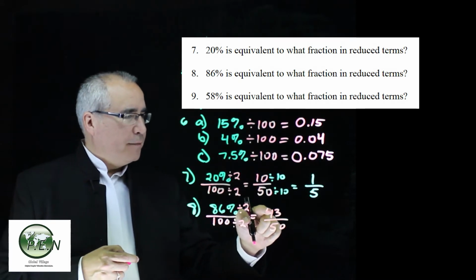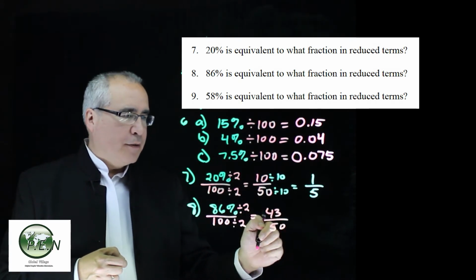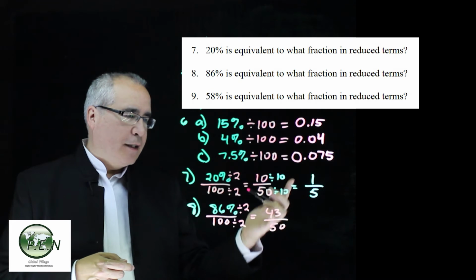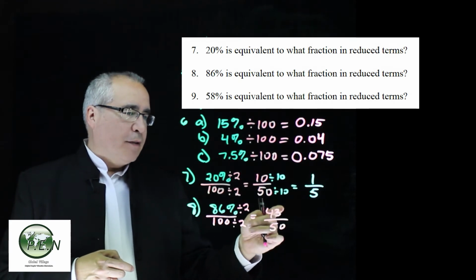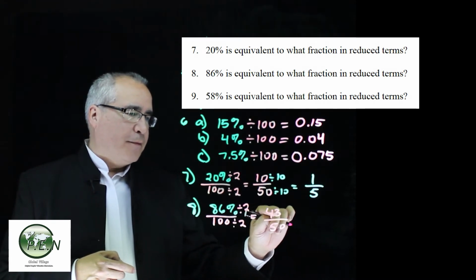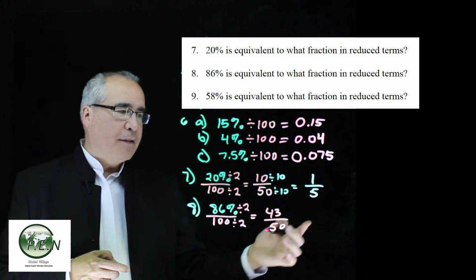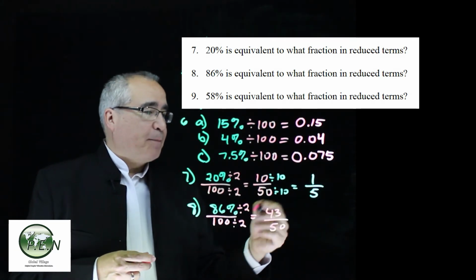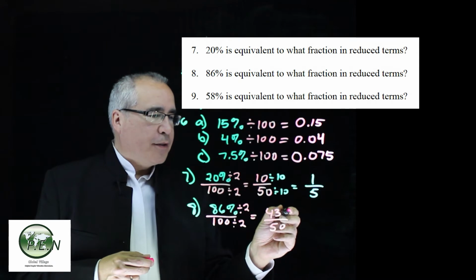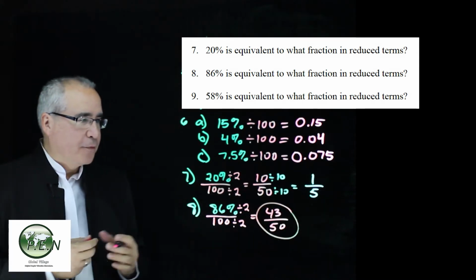And now 2 doesn't go into both of those, no even numbers, 10. 5 won't go into both of these, 3 won't go, 4 plus 3 is 7. 7 is not divisible by 3. We're done here. This is our reduced fractional way of writing it.